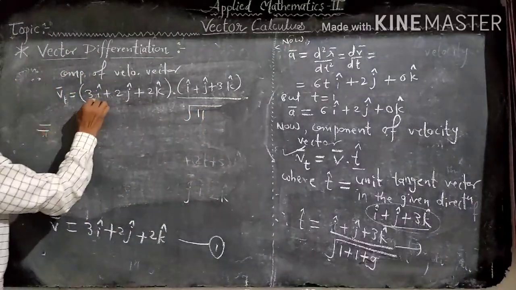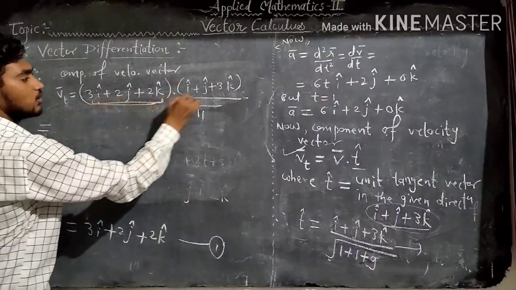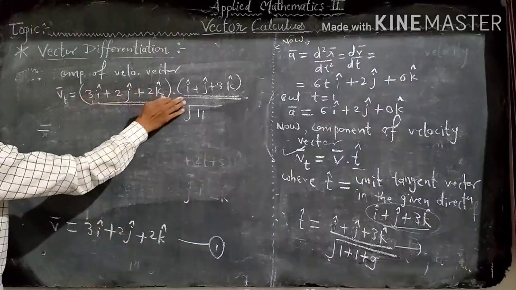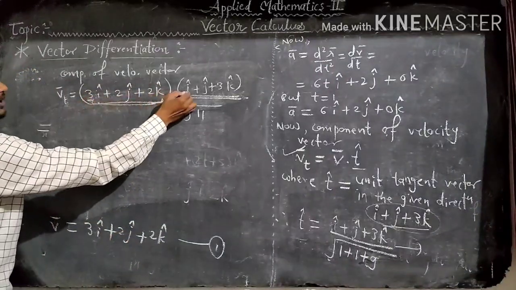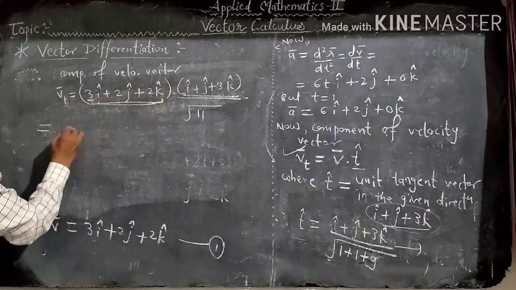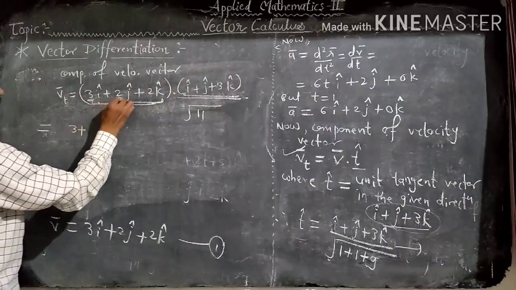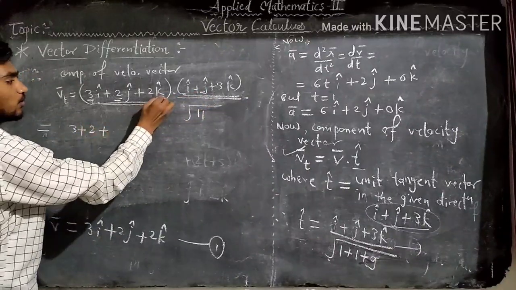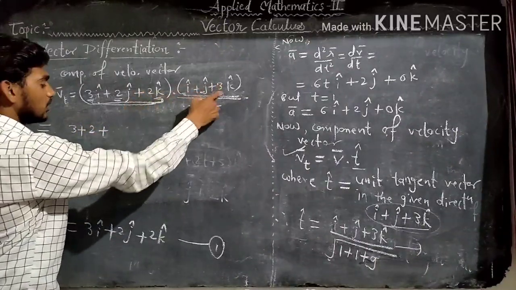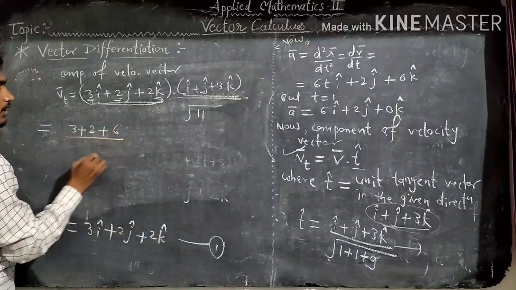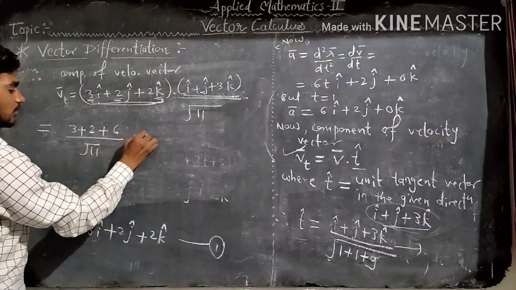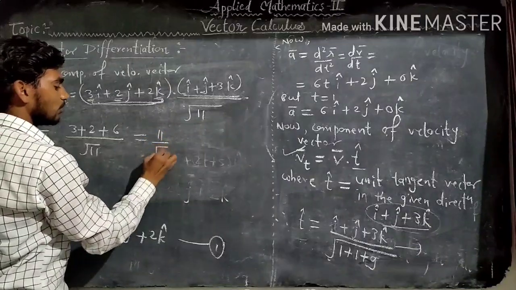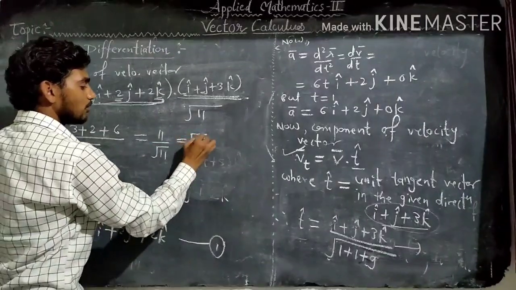Now we have to do the dot product of these two vectors, and we know that by definition of dot product we have to multiply the coefficients, that is 3 into 1, which is 3, plus 2 into 1, that is 2, plus coefficient of k, 2 into 3, which is 6, divided by root 11, which is equal to 11 divided by root of 11. So it is square root of 11.